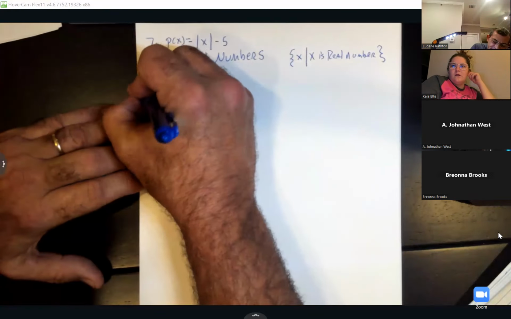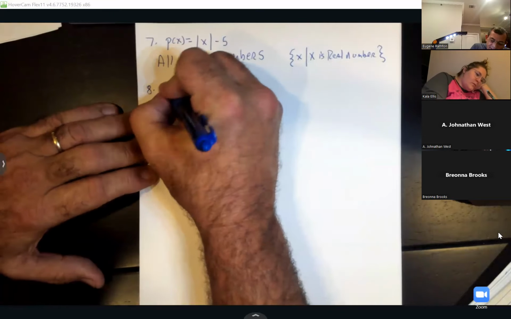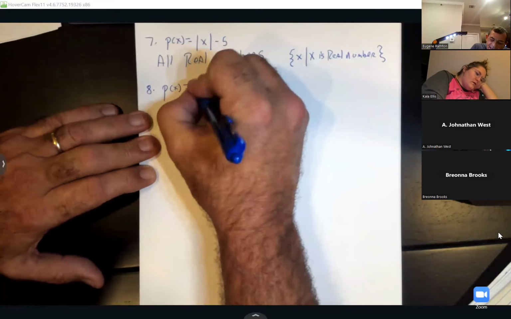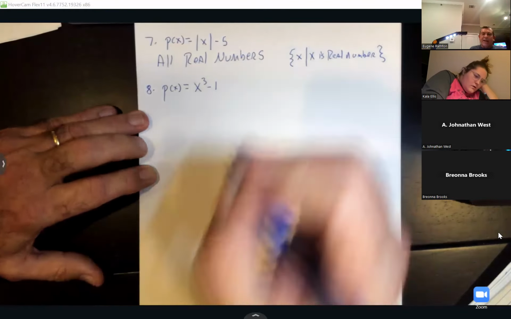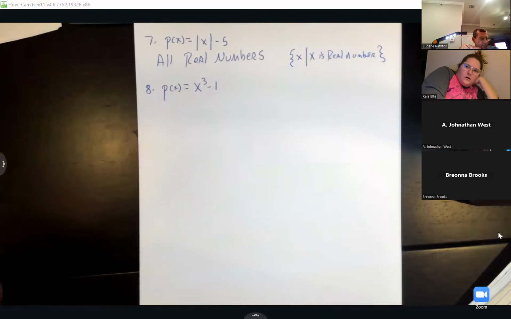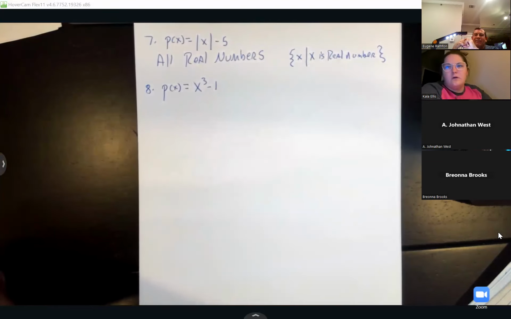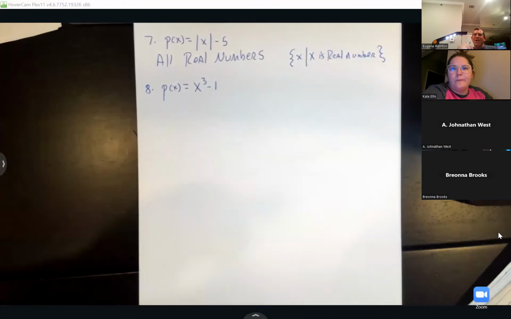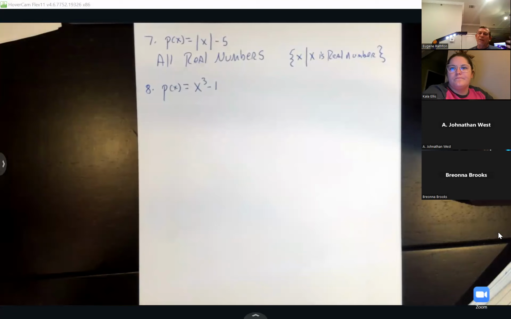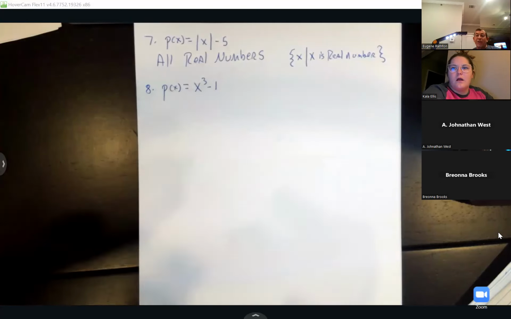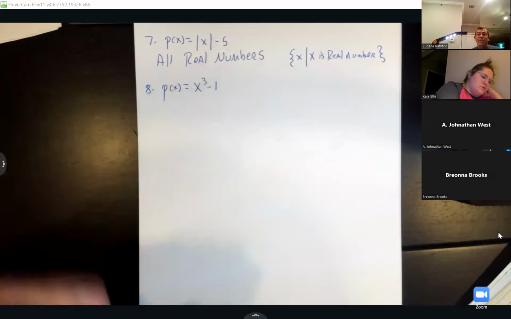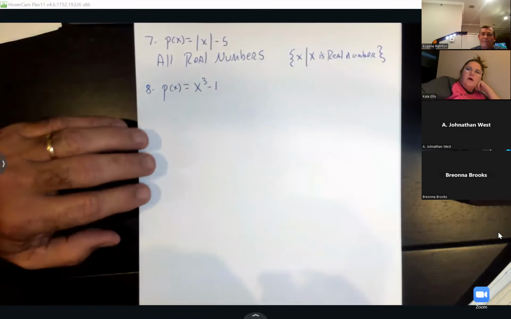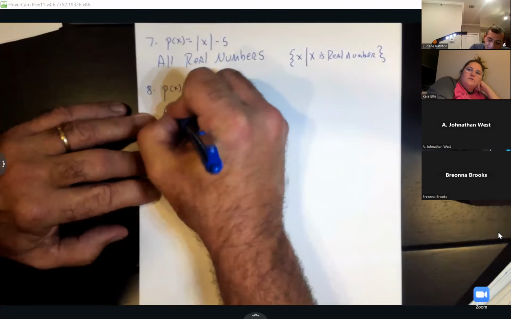All right, so y'all did good on that, and let's see what y'all do to 8. P of x equals x to the 3rd minus 1. So is that cube giving you any restrictions? No, good job, because I can throw anything in there, multiply it times itself 3 times and still have a real number on that. So since there's no restrictions, what is my domain? All real numbers.